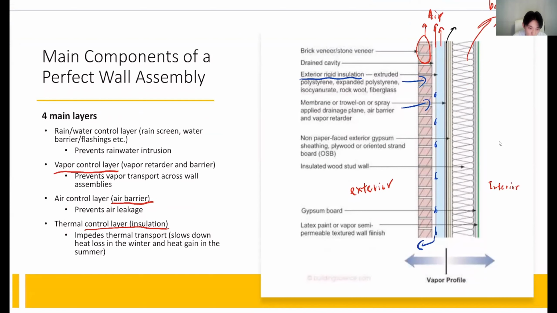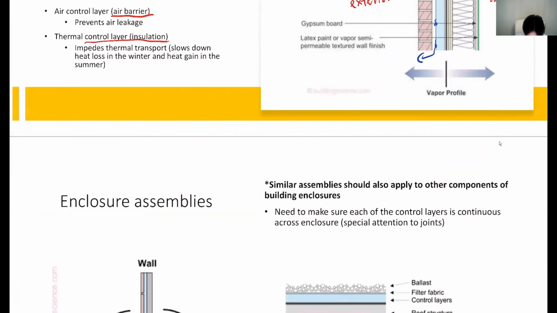Otherwise you would have really poor performance, unless you have such a thick wall, called a mass wall structure, that allows you to have the same thermal performance but with a much thicker assembly. But that's the insulation control layer. It provides a certain amount of insulation that keeps heat from getting in or heat from escaping to the outside, right? So these are the four major layers of the wall assembly.